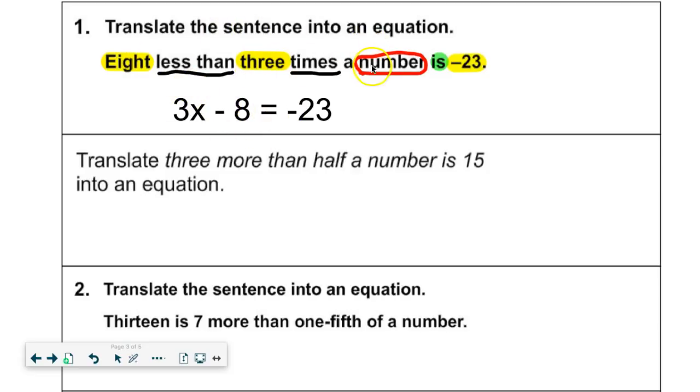8 less than 3 times a number. A lot of times it's confusing because you're used to seeing the less than symbol. That's not what it means in this case. Less than is indicating subtraction. Why isn't it 8 minus 3x? Because it says 8 less than 3 times a number. That means that 8 is less than 3 times a number. So generally speaking, here's the bigger value, here's the smaller value. I'm used to subtracting smaller numbers from bigger values.